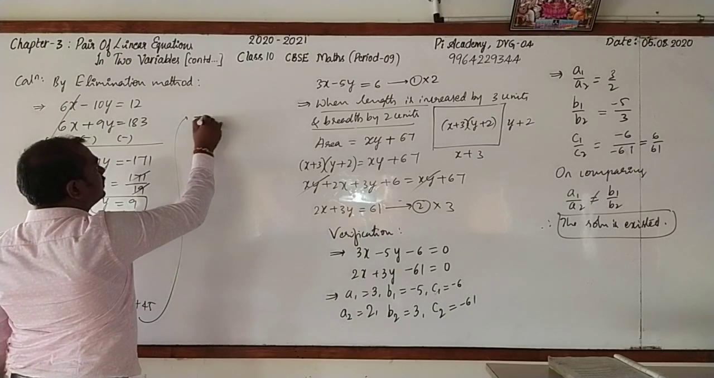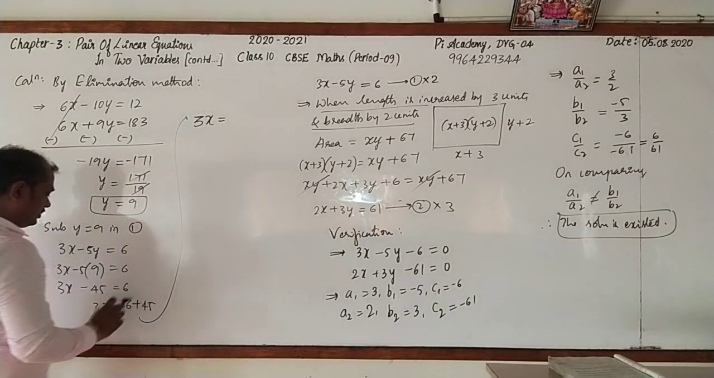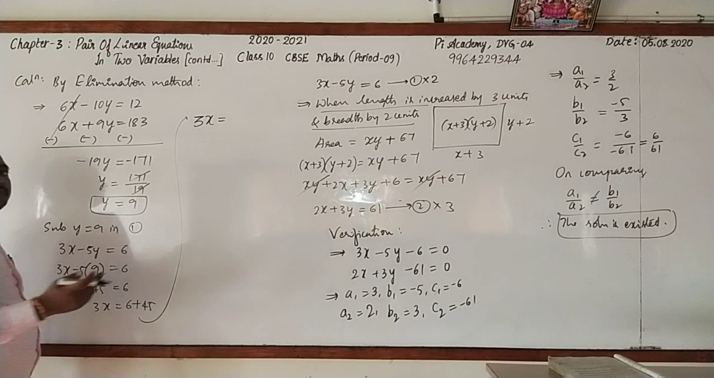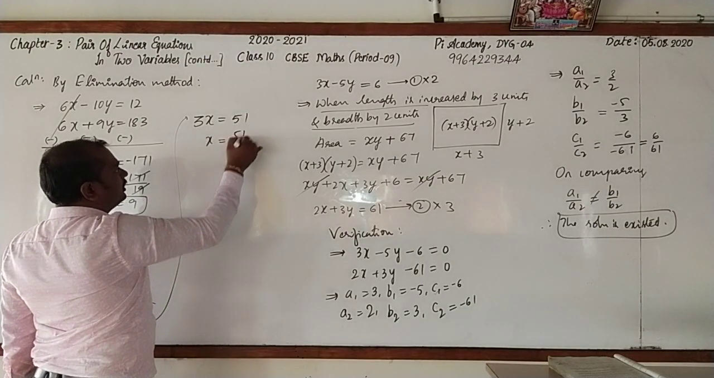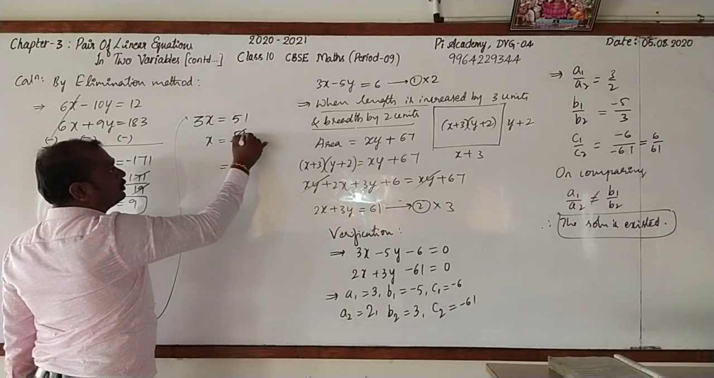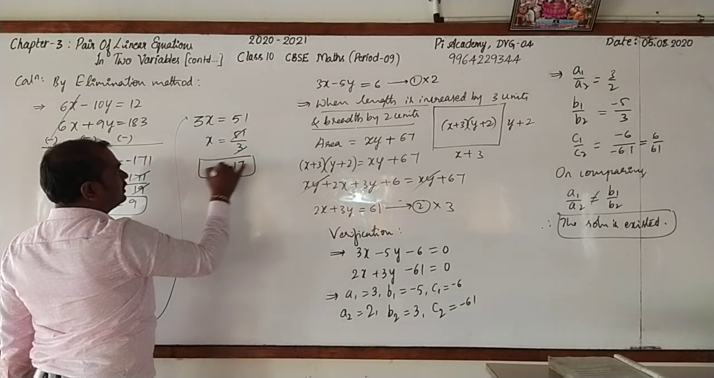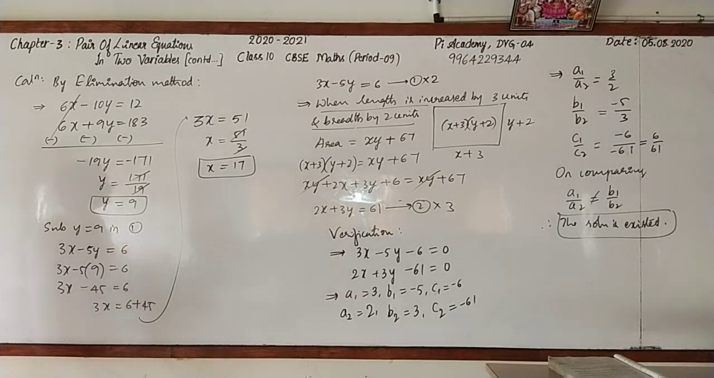Then I'll continue that here. It is 3x equal to, what is 6 plus 45? It is 51. X equal to 51 by 3. 3 ones are 3, 2 will remain, 21. 3 7s are 21. X equal to 17.